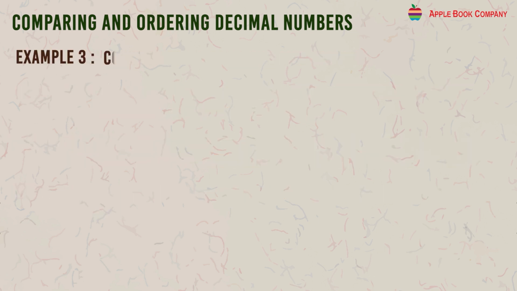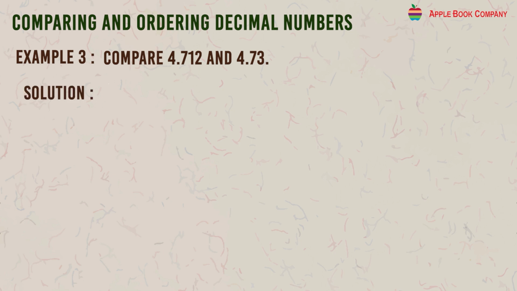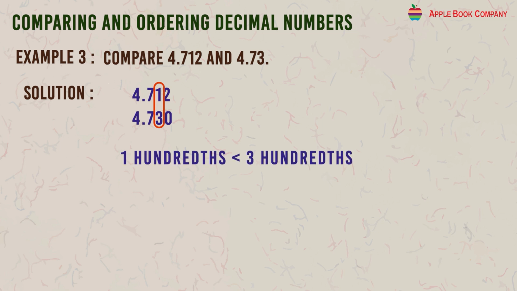Example 3. Compare 4.712 and 4.73. Solution. The given numbers are 4.712 and 4.730. Comparing the digits from the left, you see that the hundredths digits differ. Since 1 hundredth is less than 3 hundredths, therefore 4.712 is lesser than 4.730.